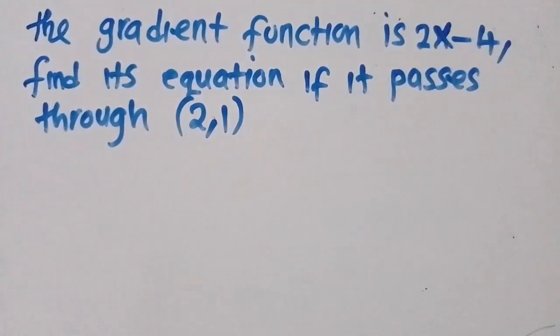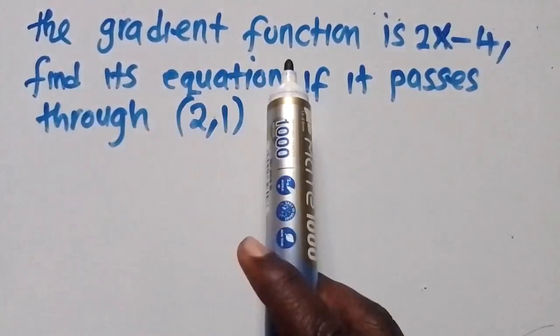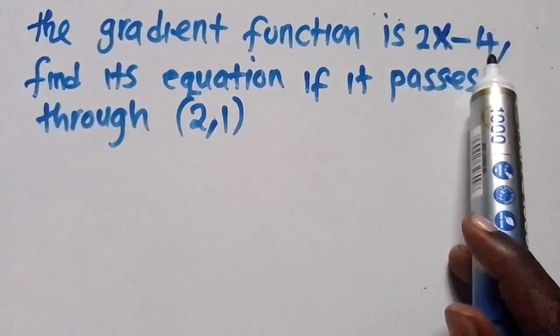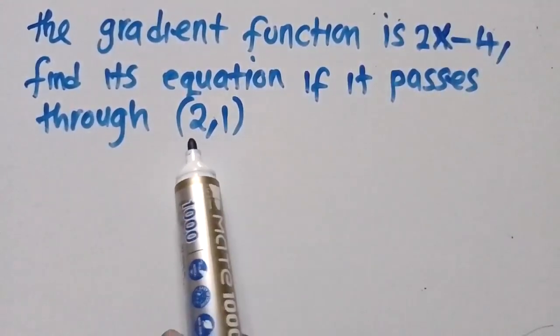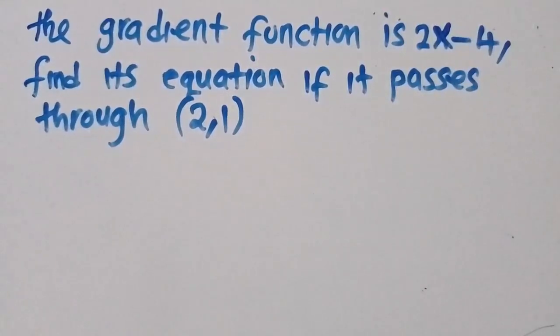With this one, the question is saying the gradient function is 2x minus 4. Find its equation if it passes through (2, 1). This is the question. So how can you go about answering this one?